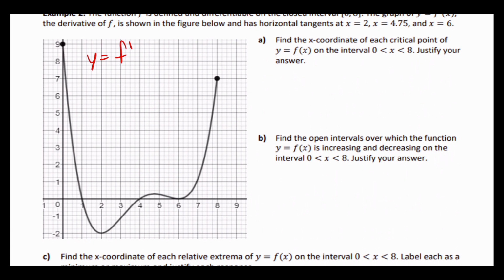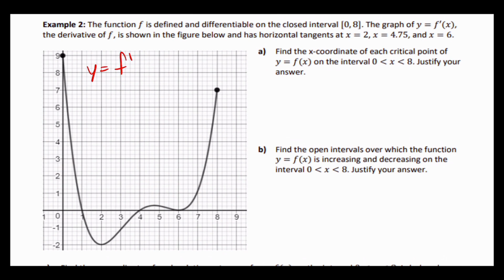Okay. So let's talk about this. They give us a graph of f prime, just like we did the first one. It says it's closed from 0 to 8, so it only goes from 0 to 8, and it's got horizontal tangents at 2, 4.75, and 6. So this graph has horizontal tangents, so it's got 0 slopes.